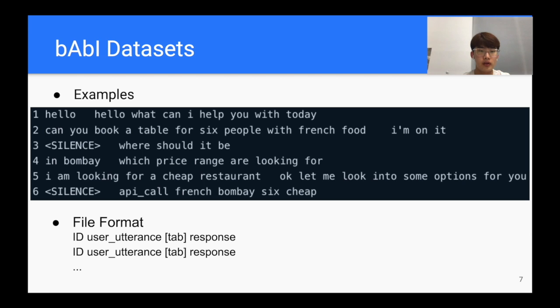The following figure is part of the training dataset of bAbI. The IDs for a given dialog start at 1 and increase. When the IDs in a file reset back to 1, you can consider the following sentences as a new dialog. When the bot speaks 2 times in a row, the special token silence is used to fill in the missing user utterance. The goal of the task is to predict the bot utterance, which can be sentences or API calls. Here is an example of the dialog.